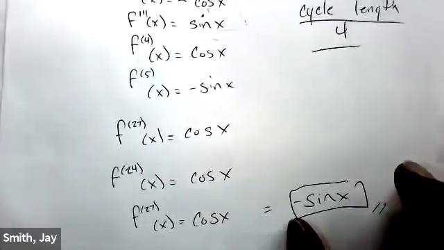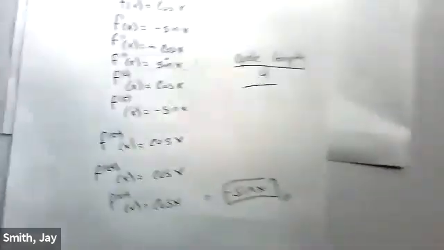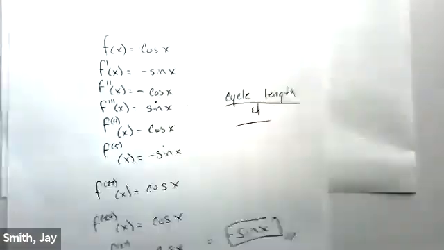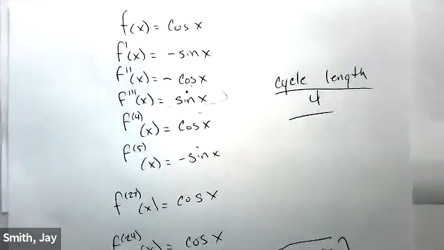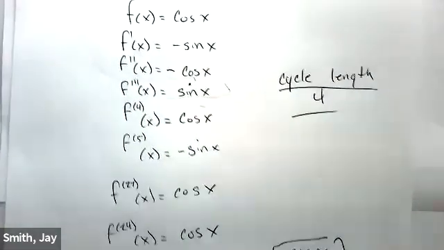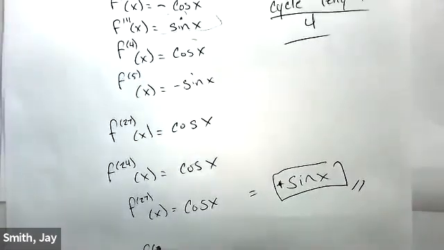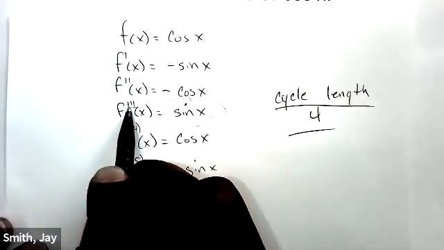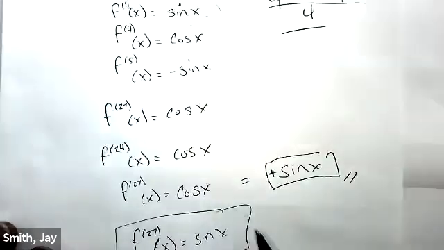This is because 27 divided by 4 leaves me with a remainder of 3. Like I said, anything with a remainder of 3. Negative sine x. Oh, excuse me. That is positive sine x. Like I said, remainder of 3 would be sine x. So that's our final answer.